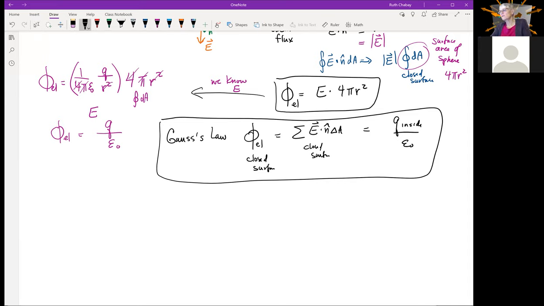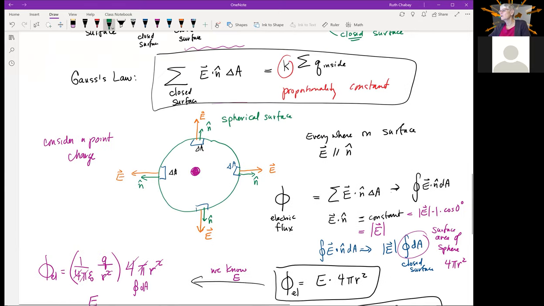So there's a couple other things. So questions about this? No, the proportionality constant isn't equal to our flux. The proportionality constant was this 1/ε0 here.